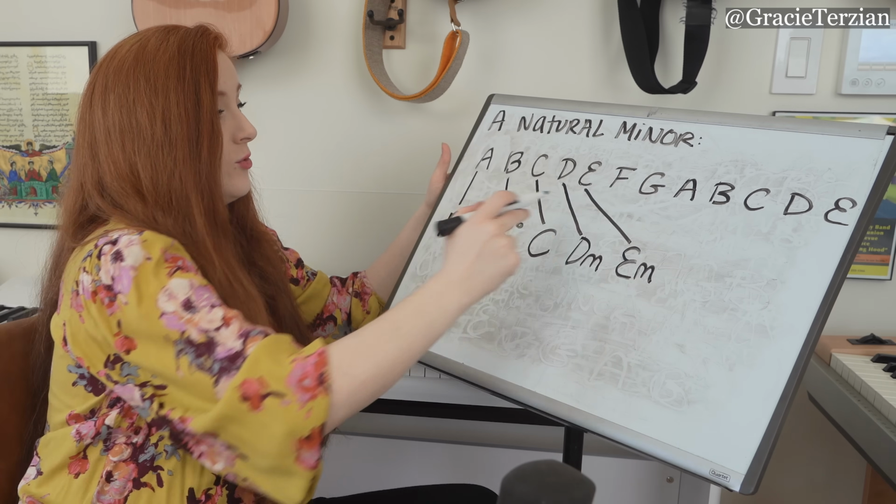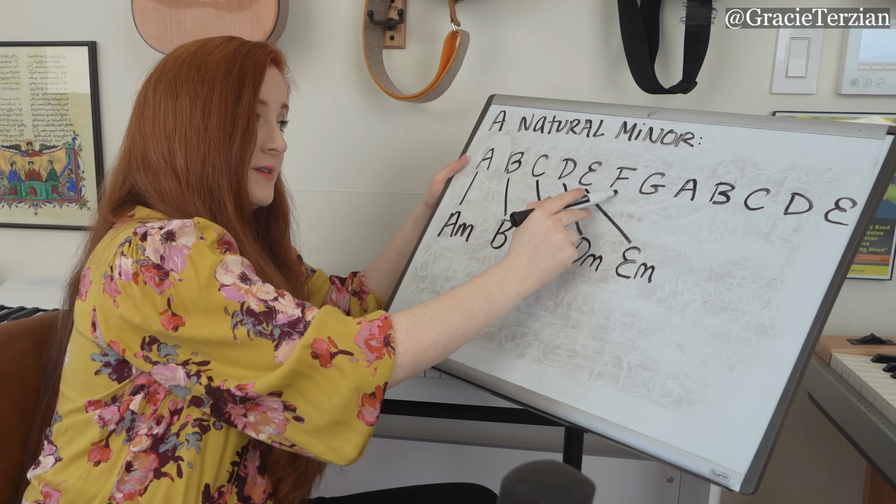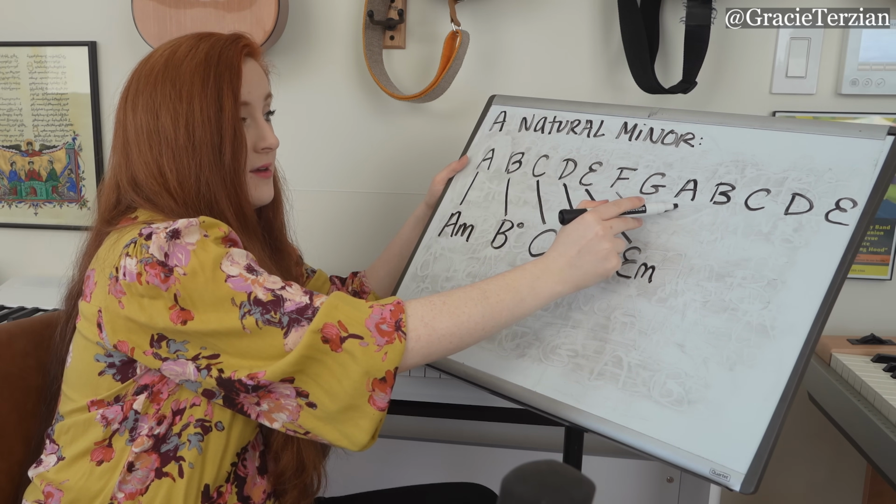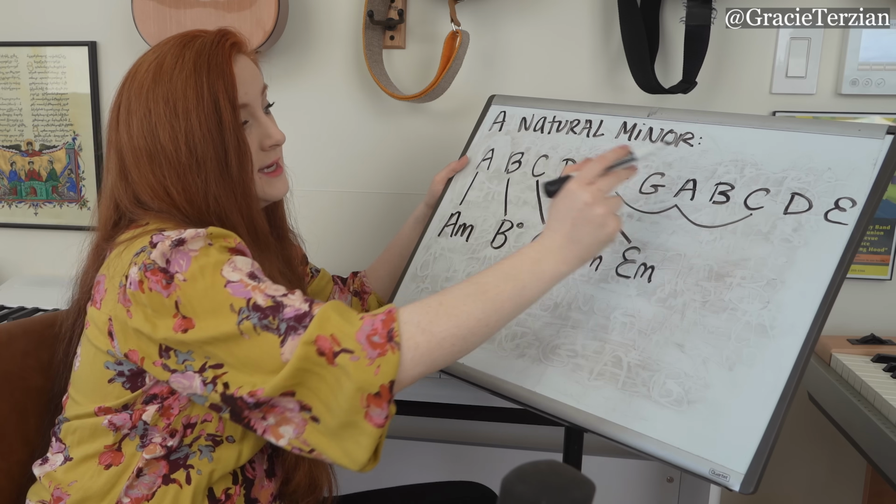The next chord, we're going to start on the note F, okay? So we start on F, we hop over G, we get to A, we move over another third, and we get to C.